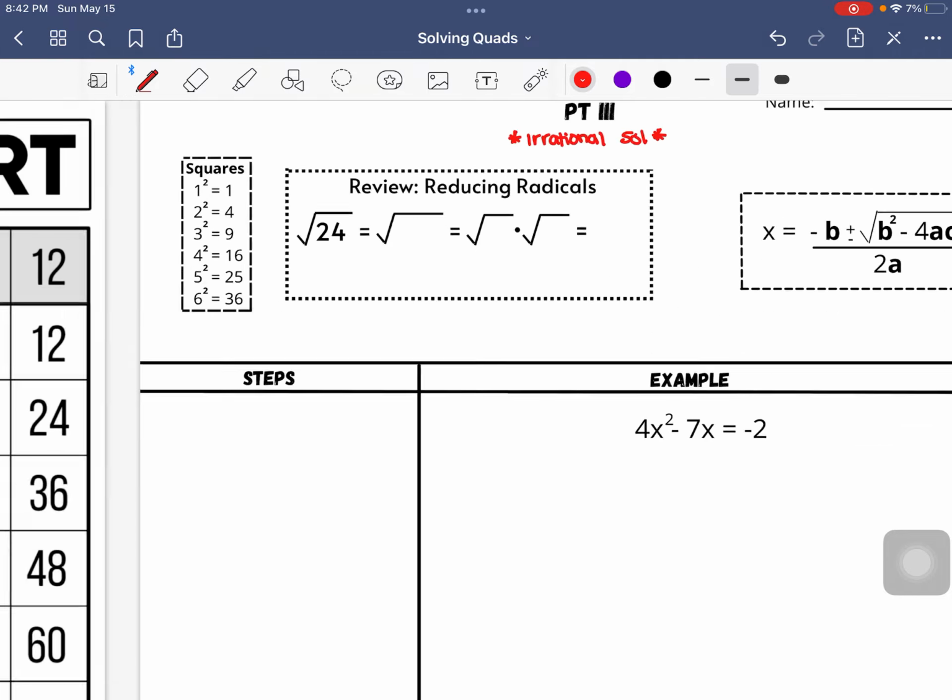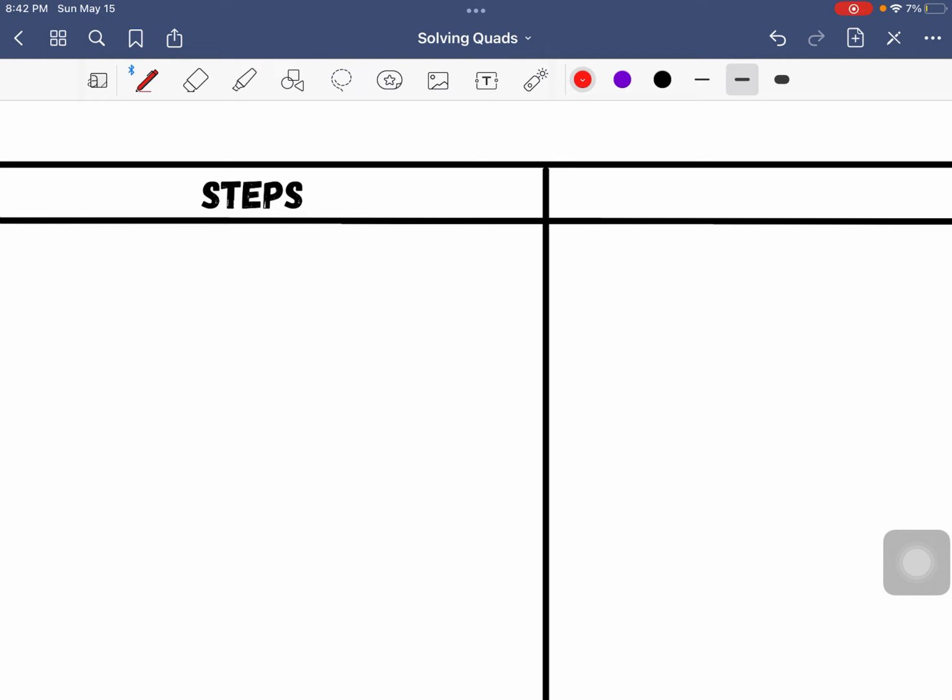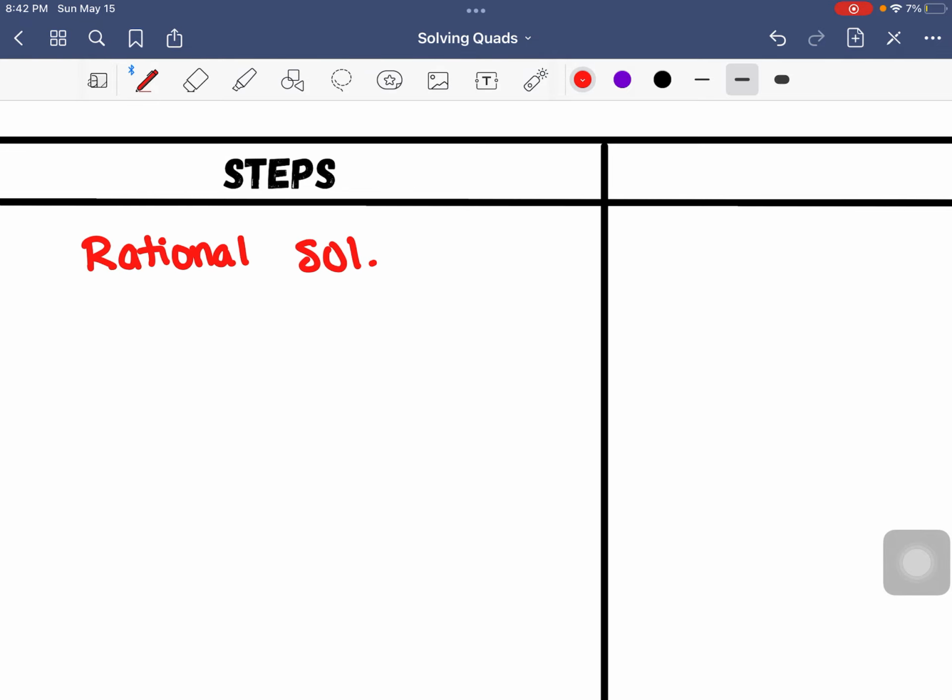So you might be thinking, what's an irrational solution? Well, so far we've been dealing with rational solutions, okay? Rational solutions are numbers that we like looking at. It's numbers like 5 and -2. Sometimes it's fractions like 2 over 3. Or even some nicer looking decimals like 0.25, okay?